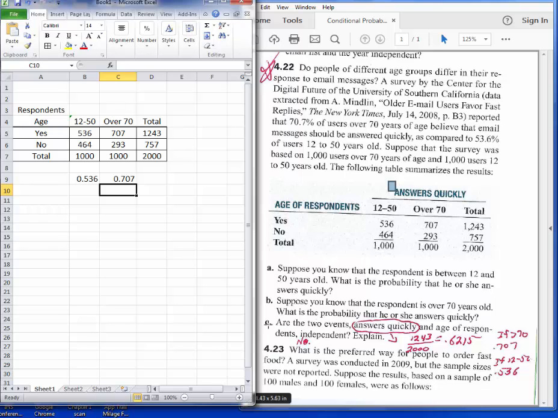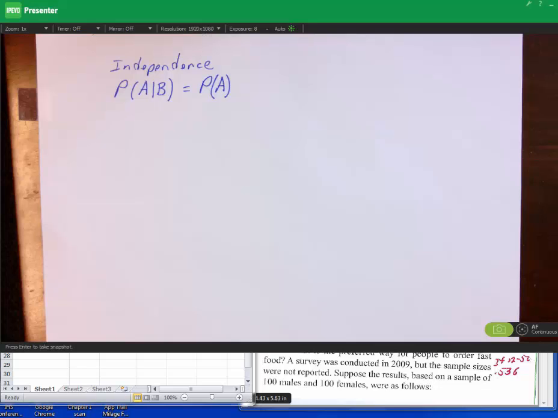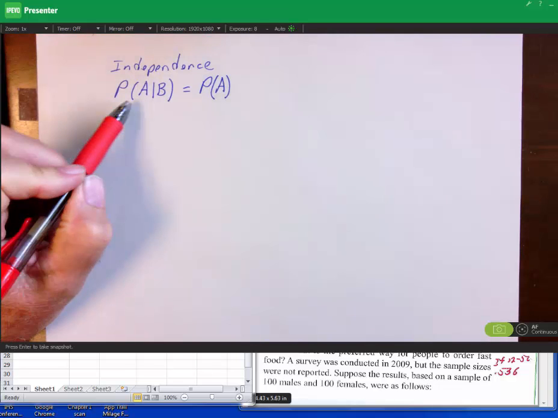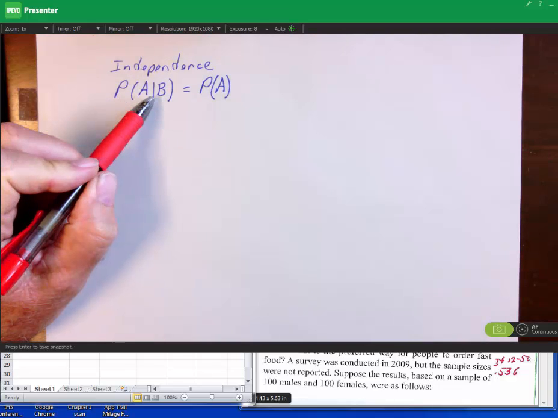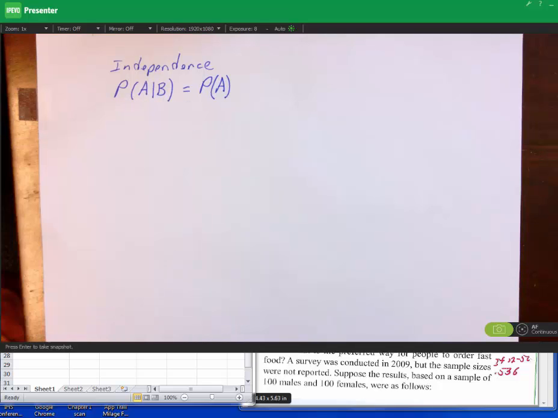Okay? So then part C says, are the two events answer quickly and age of respondents independent? And the way you figure that is you just apply this rule. This is the rule that you find, I think it's equation 4.6 in your book, that independence requires that the probability of A given B is equal to the probability of A. So what is the probability of A given B? Well, this is where I got stuck.